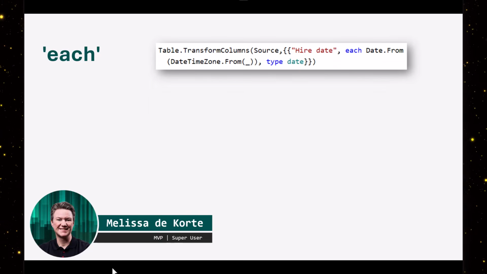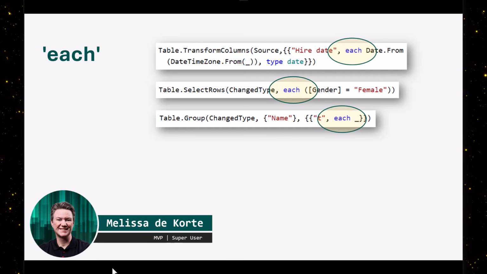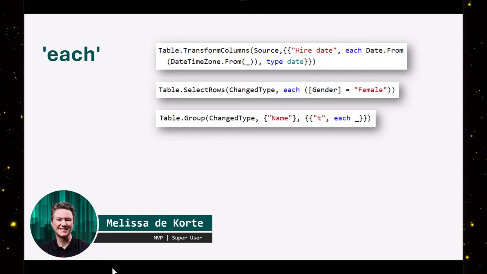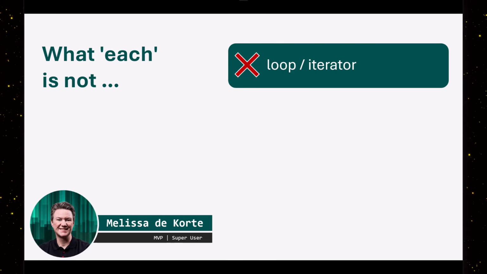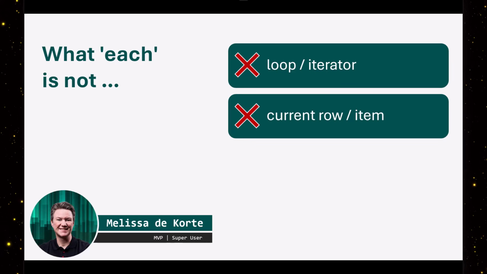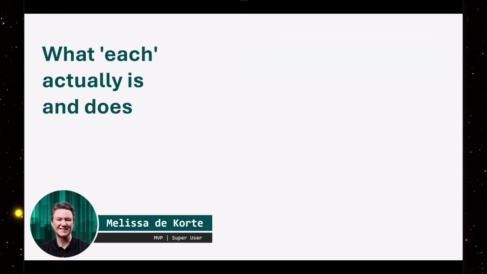"Each" shows up in Power Query all over the place, and it's one of the easiest things to misunderstand. Hi, I'm Melissa. So before we talk about what each is, let's talk about what it's not, because it's not a loop, and it's not an iterator. It's not the current row or the current item. Each is not exclusive to tables. So here's what each actually is, and what it does.